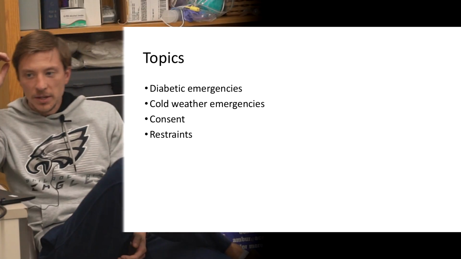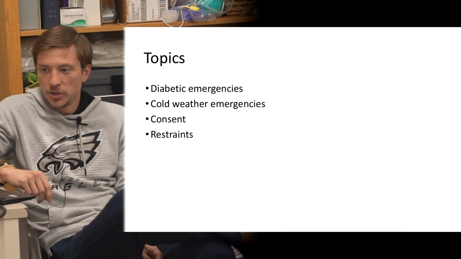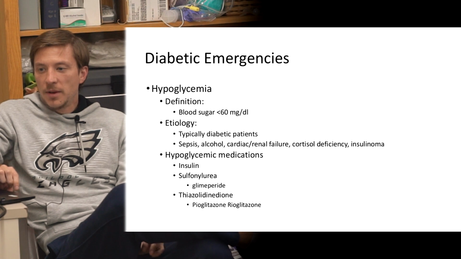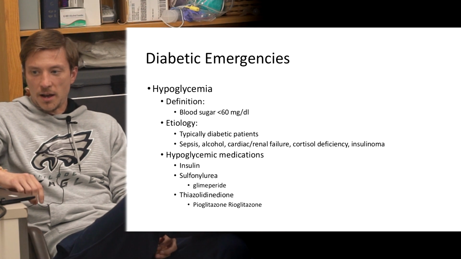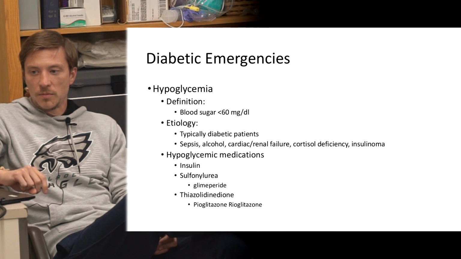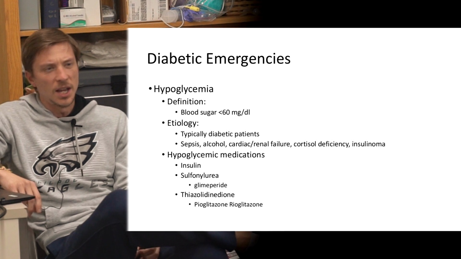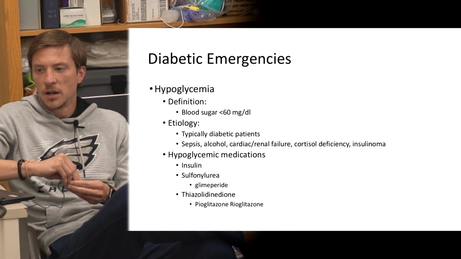Okay, so topics, we're going to talk about 4 different things today. Diabetic emergencies, cold weather emergencies, consent, and restraints. For diabetic emergencies, we're really going to be talking about hypoglycemia, and with the new D10 protocol, I wanted to go through when to use D10 as opposed to oral glucose and glucagon.